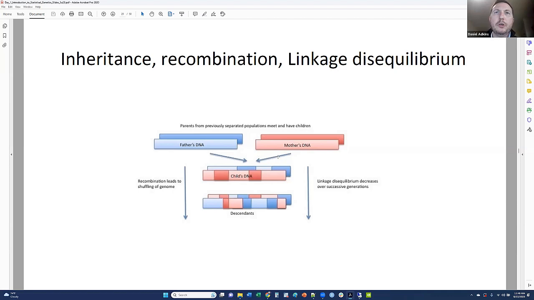Now, when the gametes are synthesized, when the father's sperm and the mother's eggs are synthesized, their DNA, their chromosomes, are chopped up and reassembled during recombination.